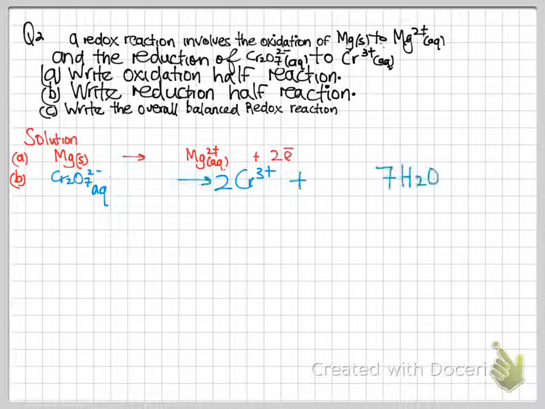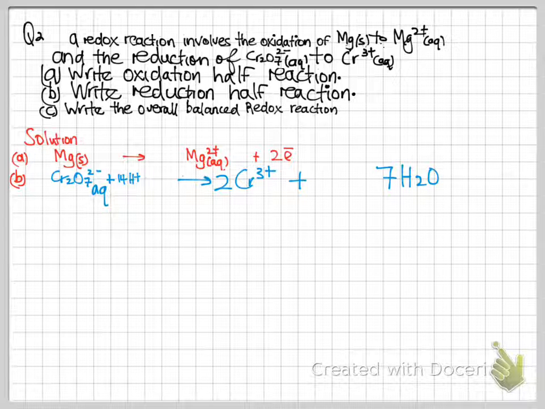Okay, we now need to account for the 14 extra hydrogens added on the right hand side by adding 14 H+ on the left hand side. Remember, when accounting for oxygen you add water, and when accounting for hydrogen you add H+. Okay, next we have to look at the charges and try to balance them.